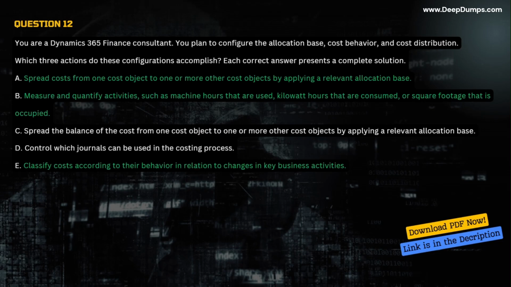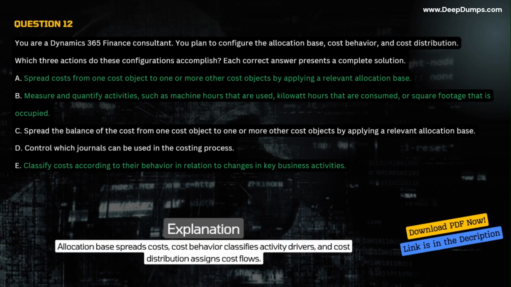Correct answer A, B, and E. Spread costs from one cost object to one or more other cost objects by applying a relevant allocation base. Measure and quantify activities, such as machine hours that are used, kilowatt hours that are consumed, or square footage that is occupied. Classify costs according to their behavior in relation to changes in key business activities. Explanation. Allocation base spreads costs, cost behavior classifies activity drivers, and cost distribution assigns cost flows.